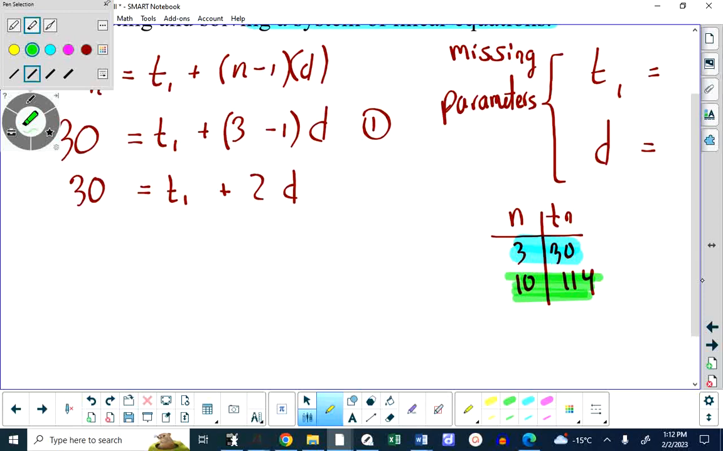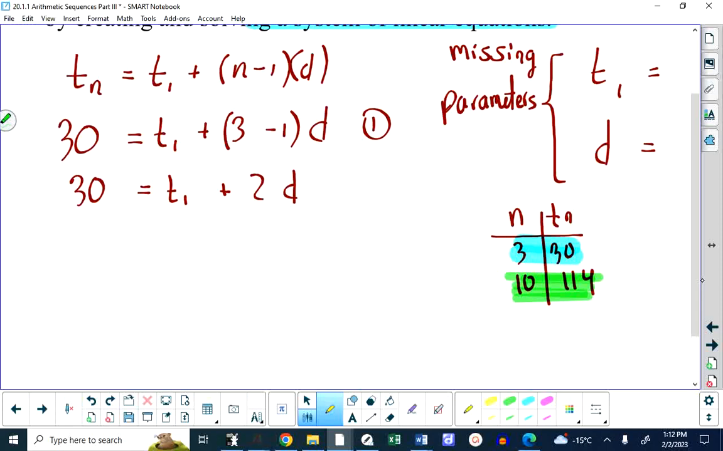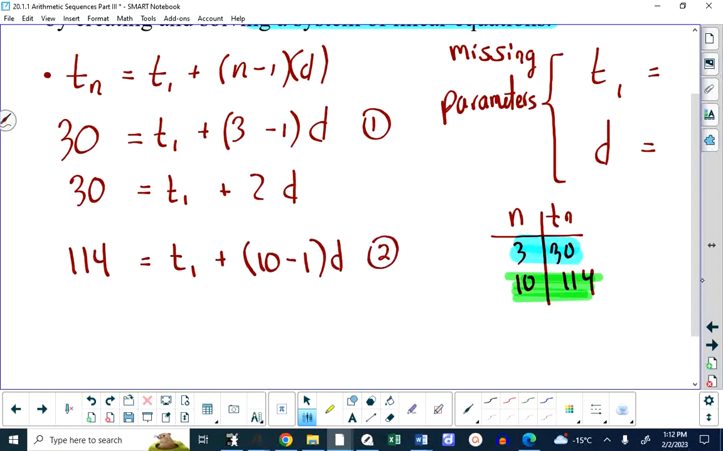The second pair of numbers, again, is a pair of numbers that are inextricably locked together. When n is 10, tn is 114. They go together. I can't use one without the other. This means that if I were to put into this top equation these two numbers, I would write 114 equals T1 plus 10 minus 1 times D. This is going to be equation 2. And of course, we could simplify that to 114 equals T1 plus 9D.